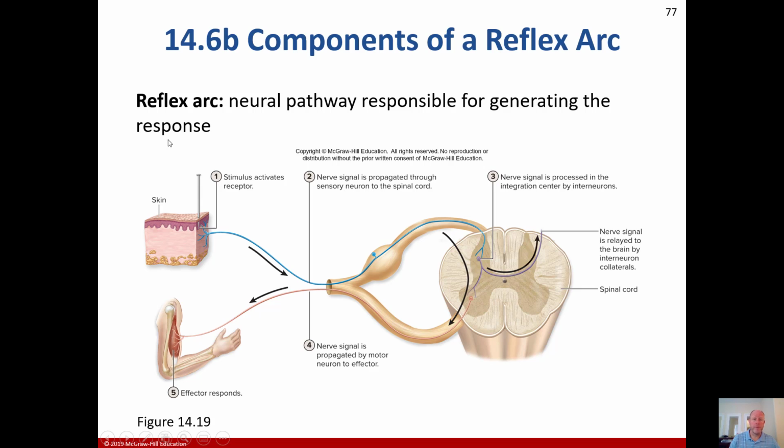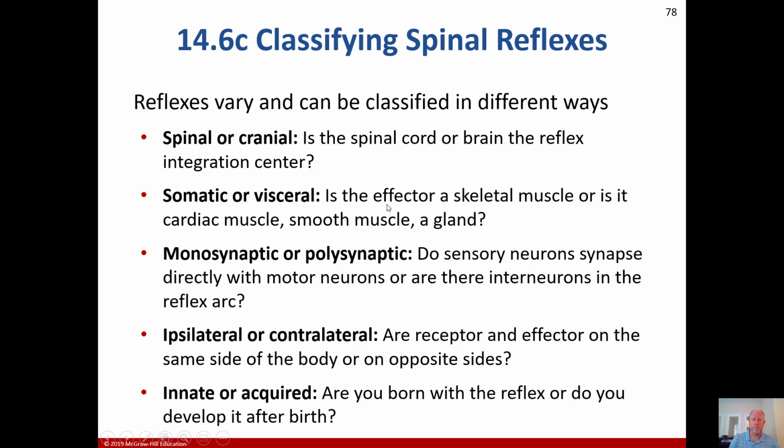The components of a reflex arc. A reflex arc is a neural pathway that's responsible for generating the response. In this case, we have a stimulus that activates the receptor, here at the skin, and then the information travels. This nerve signal is propagated through the sensory neuron to the spinal cord. The nerve signal is processed in the integration center by interneurons, and the nerve signal is relayed to the brain by interneuron collaterals. Then the nerve signal is propagated by the motor neuron to the effector, and the effector responds, in this case the biceps. What we're looking at here is the response to bend the elbow, flex the elbow.